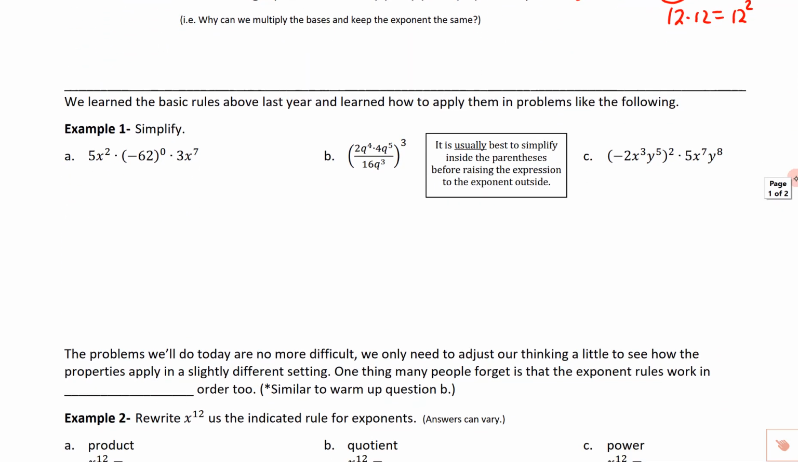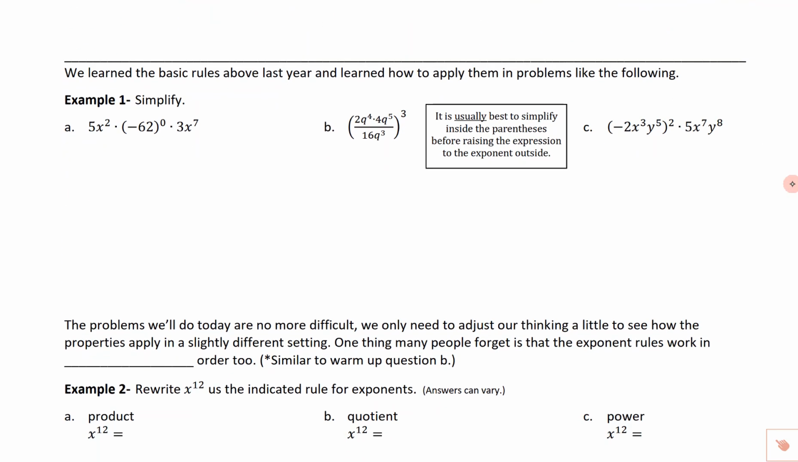Now, we learned most of these rules last year. All we're going to do is apply them in some different situations. But to start with, we're just going to review some of the basic skills that you would have learned in your last class. So on this one right here, this is one big long multiplication problem. And we've got negative 62 to the 0 power. Well, that's automatically a 1. So I'm just going to go ahead and put that in parentheses. And then really we've got the 5x squared times 3x to the 7th.